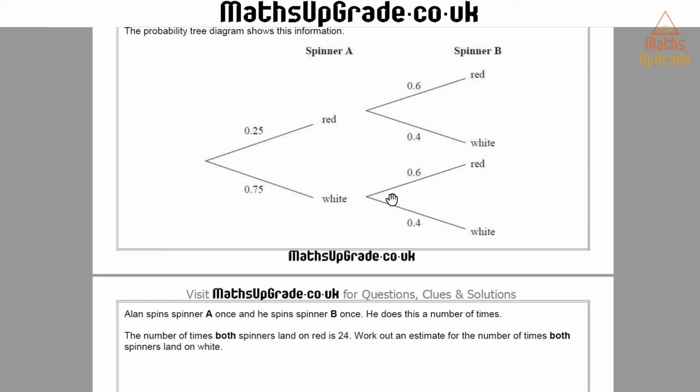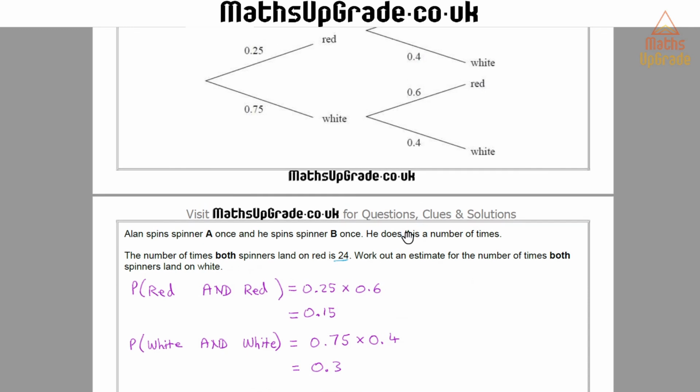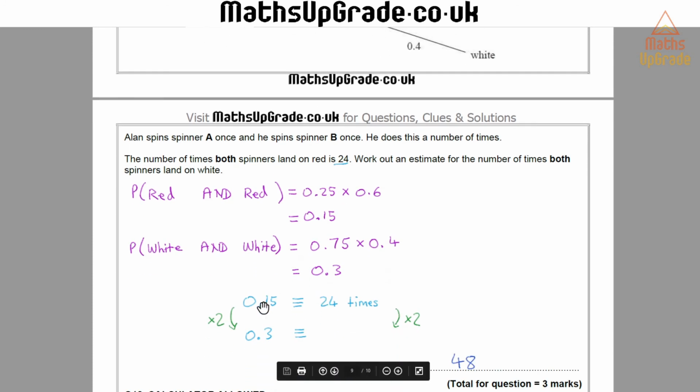So in this question, we don't know how many times he spins both of them, okay? But we can estimate, since we know the number of times both spinners land on red is 24. So the way to do that is first of all find the probability of red and red, which is 0.25 times 0.6, which is 0.15. Now I'm going to find the probability of white and white, which is 0.75 times 0.4, which is 0.3. Now since I know that the probability of red is 0.15 and the number of times it lands on red is 24, I'm going to equate those to each other.